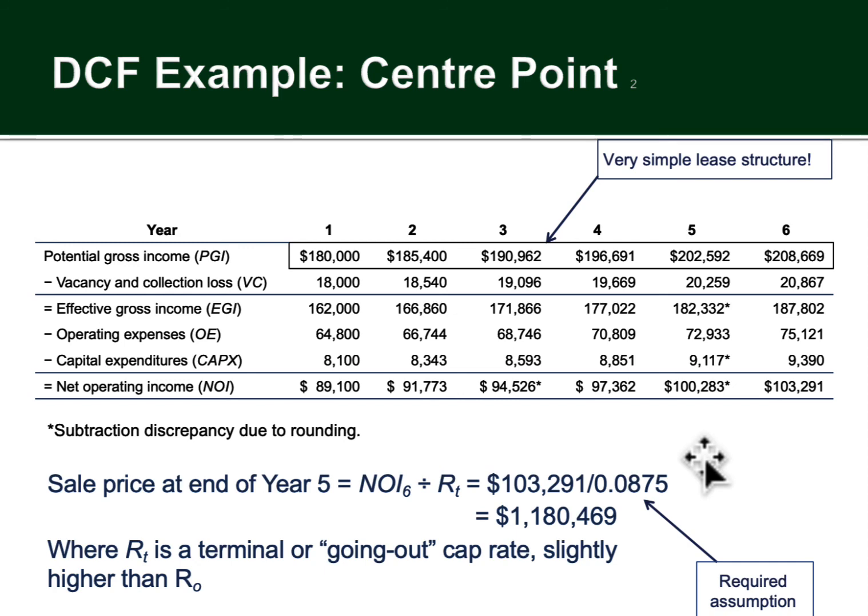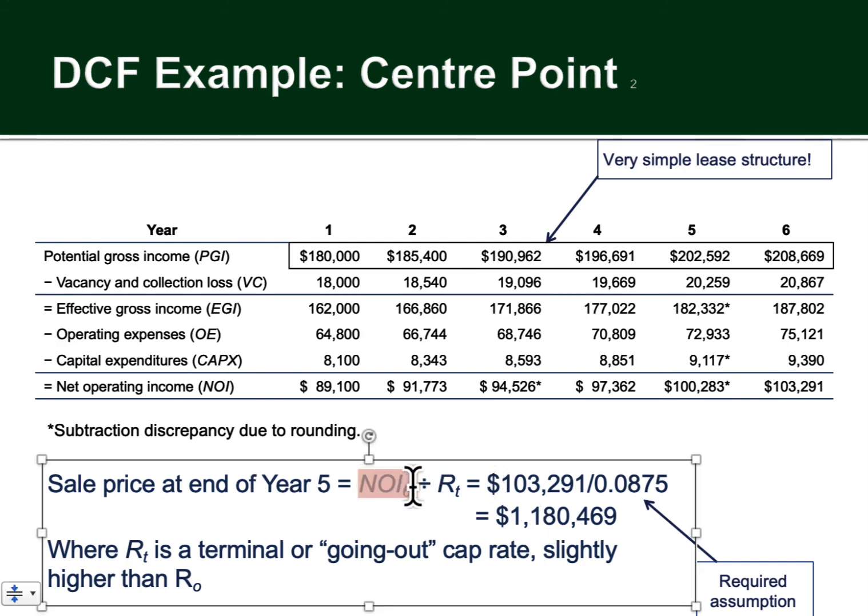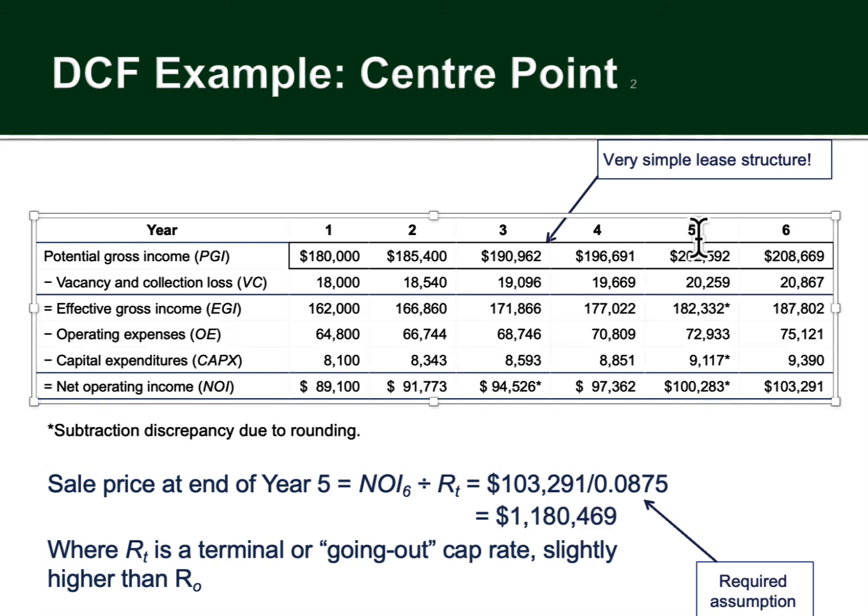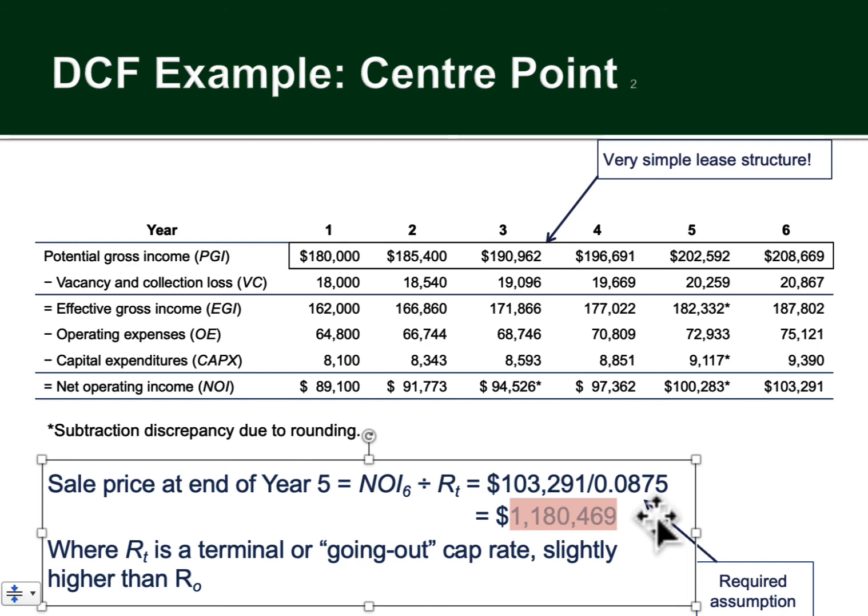And the way we do that is to model that final sale price and then incorporate it as a cash flow. Here it's being modeled off year 6 NOI, and then we're using the direct cap approach on that year 6 anticipated NOI and our cap rate to get an estimate of value. So we're using the direct cap approach to estimate that this property will sell for $1.18 million at the end of year 5, a little higher than what was originally paid for it. And then we add this as a cash flow in year 5.